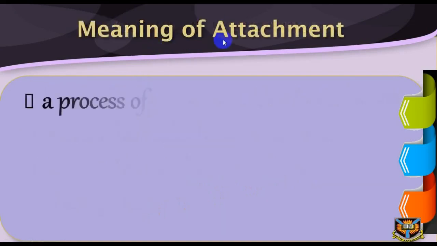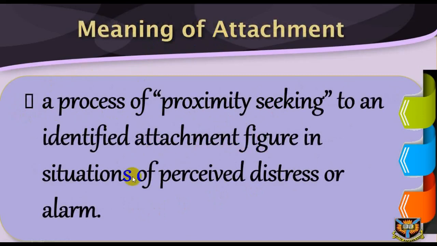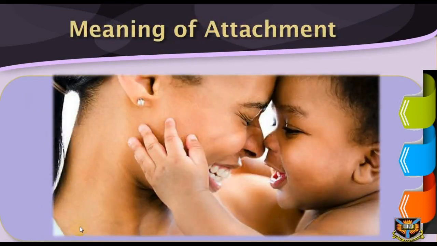The meaning of attachment. Attachment in infants is primarily a process of proximity seeking to an identified attachment figure in situations of perceived distress or alarm. Infants become attached to adults who are sensitive and responsive in social interactions with the infant, and who remain as consistent caregivers for some months during the period from about 6 months to 2 years of age. Parental responses lead to the development of patterns of attachment, which in turn lead to internal working models, which will guide the individual's feelings, thoughts, and expectations in later relationships.